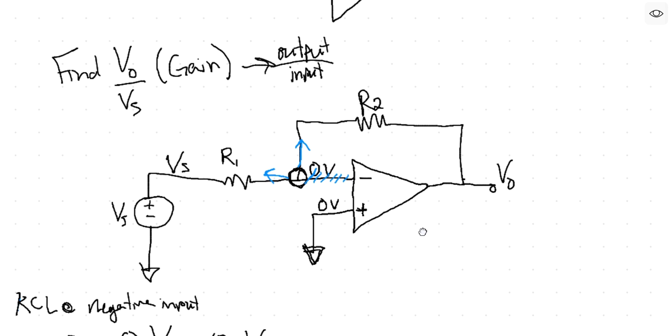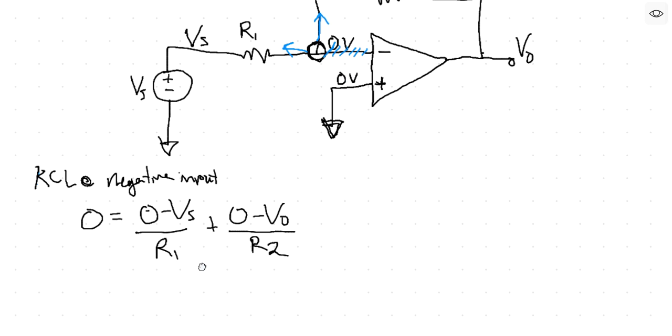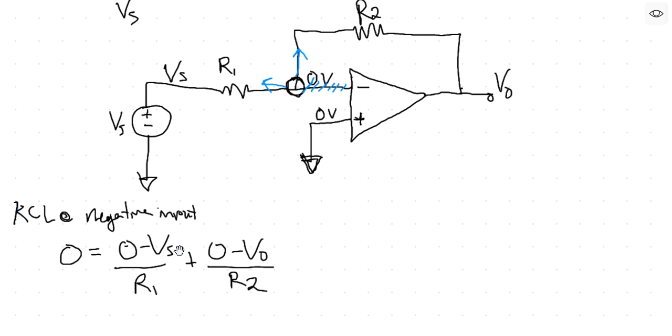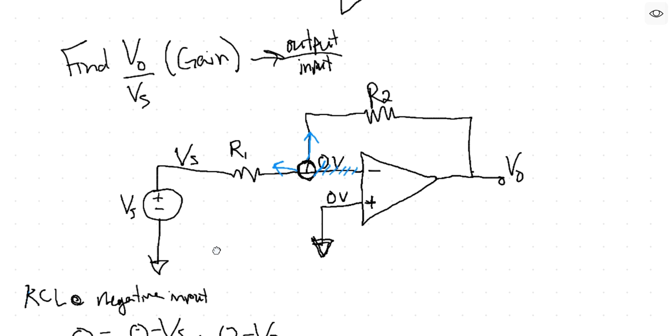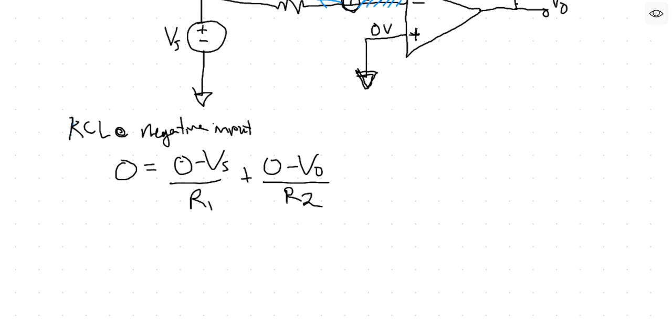If I look up, I want to find V out over Vs. In other words, I want to find the gain of this stage, right? Looking at this single equation, assuming R1 and R2 are known, which they usually are, I only have V out and Vs. So I don't need another equation. I can manipulate this equation to get V out over Vs, and we'll see what we get.